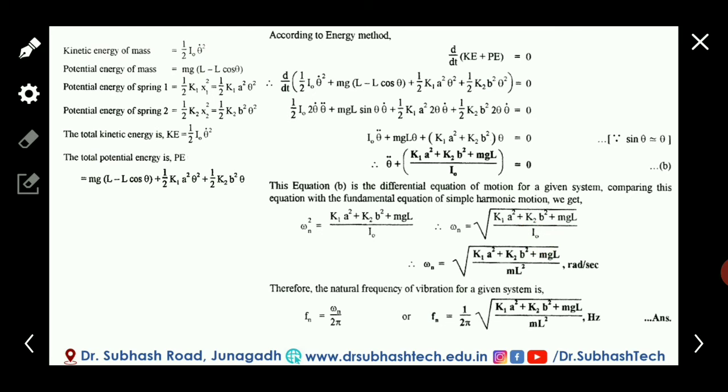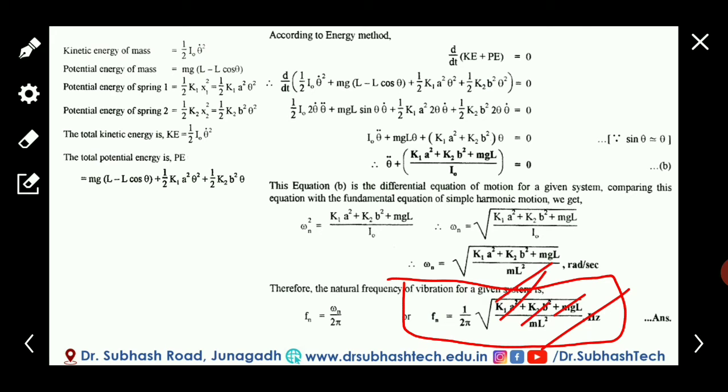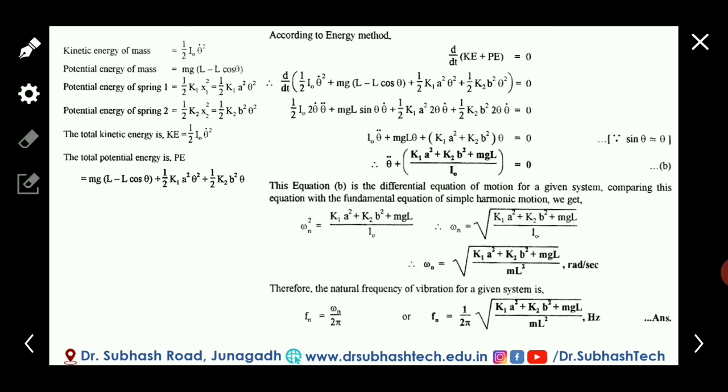So now we know that the equation of frequency fn is equal to omega n upon 2 pi, and the equation of omega n is put in this equation, and this is the final equation of natural frequency of the given pendulum system. And from this, putting in all these values, we can find the frequency of the given system. Okay, the example is solved.